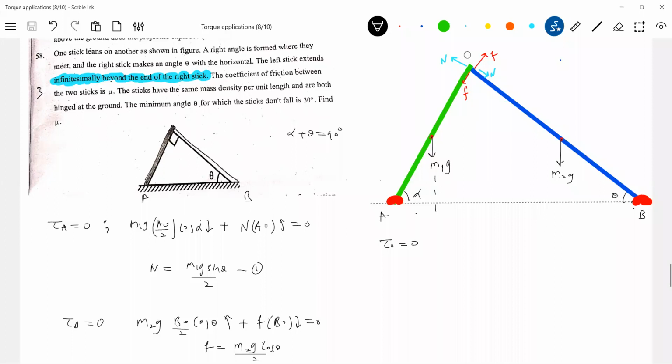Now you see that one stick leans on the other, a right angle is formed where they meet, and the right stick makes an angle theta. The left stick extends. The coefficient of friction between two sticks. The sticks have same density. Then they are both hinged at the ground. Now, for the system to be in equilibrium, tell me what I should assume here.